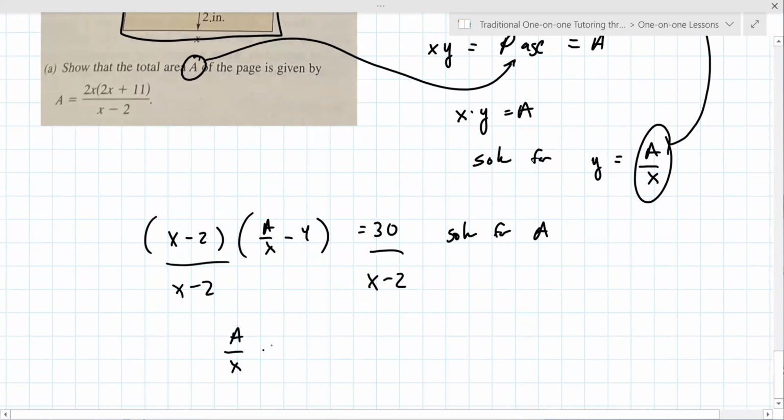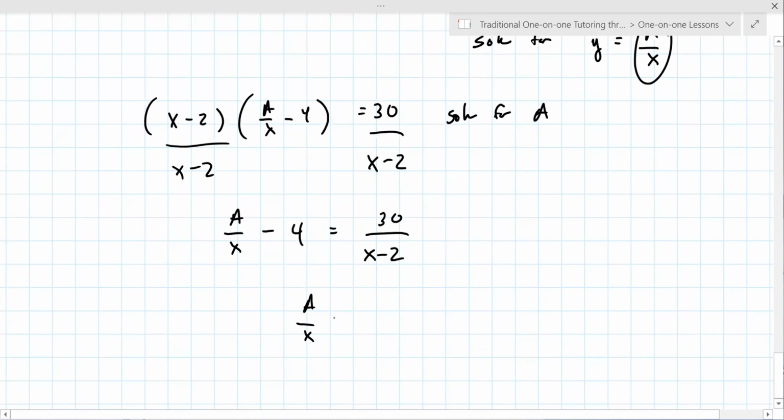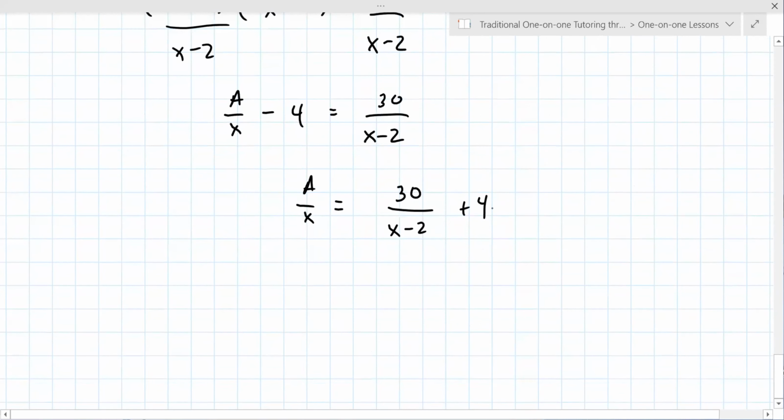So you have A over x minus 4 equals 30 over x minus 2. Then you can add 4 to both sides. So you get A over x equals 30 over x minus 2 plus 4. Okay. And then it's kind of a choice here. You probably want to make a common denominator here. So the common denominator would be x minus 2.